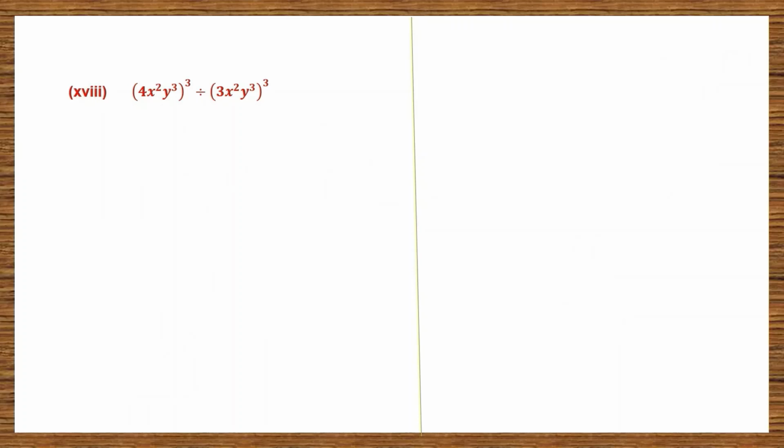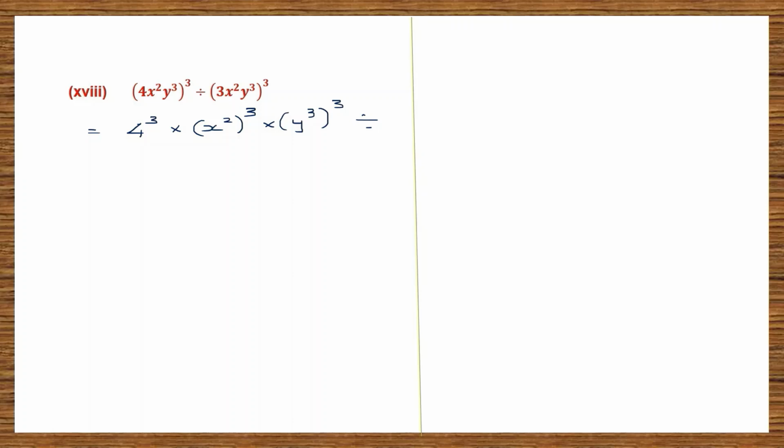Question 18, we have 4x raised to the power of 2, y to the power of 3, the whole thing raised to 3. That means each part is raised to the power of 3. So this is equal to 4 raised to the power of 3 into x square, this whole thing raised to the power of 3, into y, which is raised to the power of 3 already, is again raised to the power of 3. This is divided by the next set here, which is all raised to the power of 3 again.